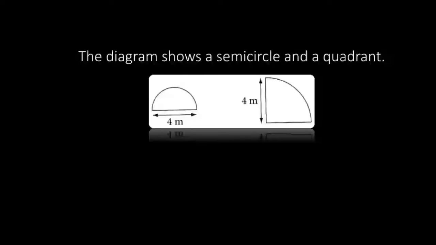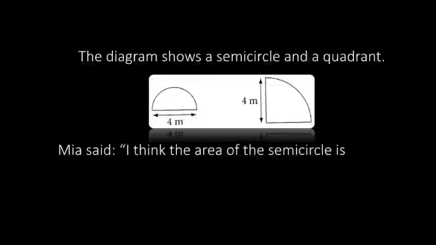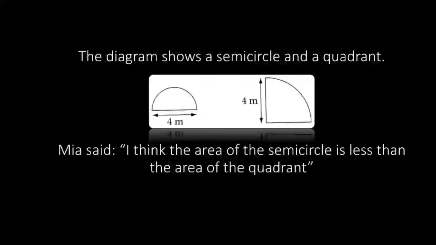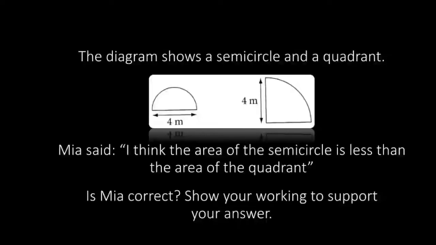Okay, next number 4, I will explain about the problems of circle. Problem 1 about area and circumference of circle. The diagram shows a semicircle and a quadrant. Mia said, I think the area of the semicircle is less than the area of the quadrant. Is Mia correct? You are to show your working to support your answer.